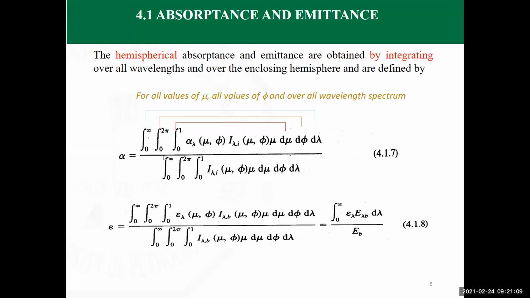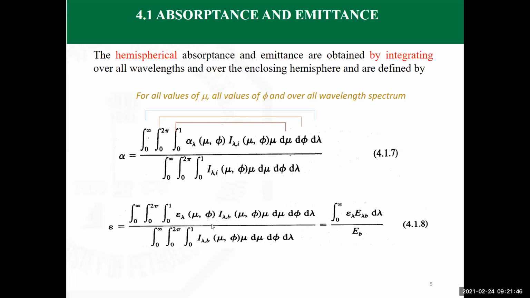And then the 0 to 2 pi is basically phi, the azimuthal angle, which is over the 180 degree coverage. And then the cosine theta is a function that ranges between 0 and 1. So here we have accounted for all the ranges of the wavelength, the phi, and the cosine theta. When you do that, you get a total value of alpha, which is for all the wavelengths and for all the directions. It's hemispherical. And the same thing applies for the value of epsilon.